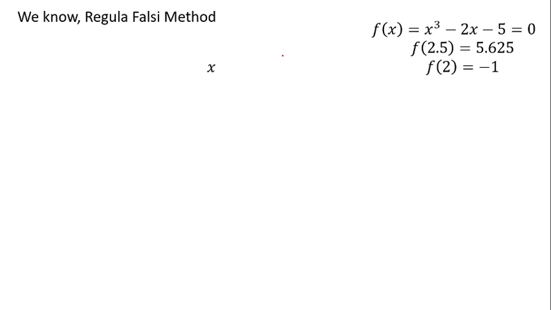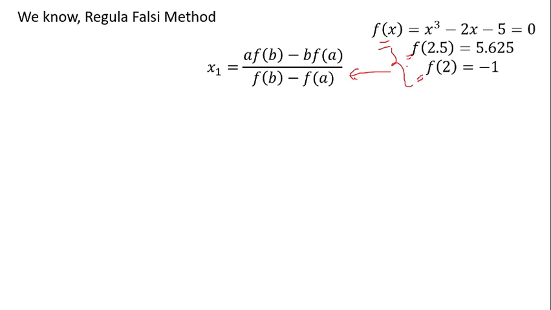And now we know the regular Falsi method. x1 is equal to a into f of b minus b into f of a divided by f of b minus f of a. Now these are given for our reference: function, value of f of 2.5, value of f of 2. Now put all these values here. So what do we get?